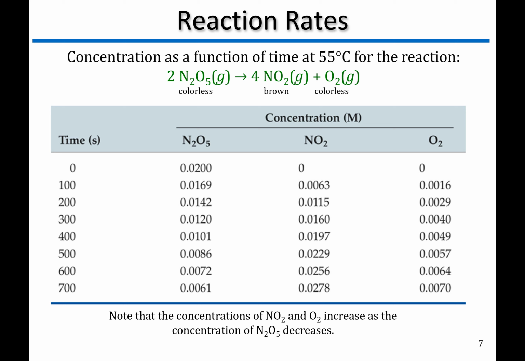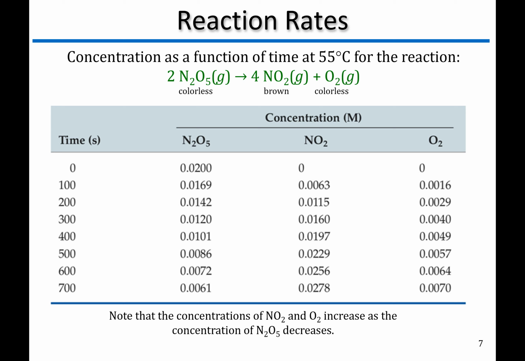Okay, so here's just an example reaction. We have N2O5 decomposing to give us NO2 and O2. So we're going from a colorless gas to a brown gas and another colorless gas. And what we have is some time measurements, so you're using a stopwatch or something like that. And then we have concentration measurements.